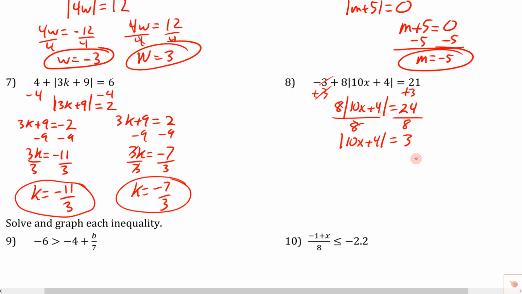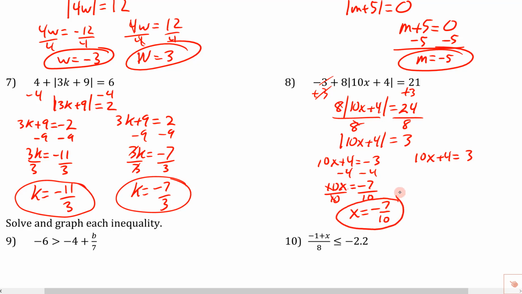And then we'll break it into the two cases. So we get 10x plus 4 is equal to 3. And we get 10x plus 4 is equal to negative 3. We'll go ahead and solve this one first. So we'll subtract 4. So we get 10x is equal to negative 7. We'll divide by, whoops, other way around. We're going to divide by 10 to get rid of that 10. We want to isolate the x right there. So we're going to get x is equal to negative 7/10. That's one of them. So another fraction, but it's not too bad.